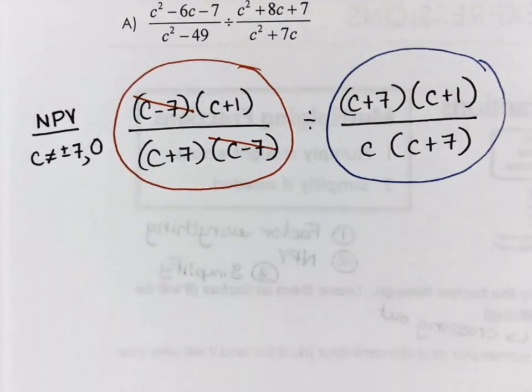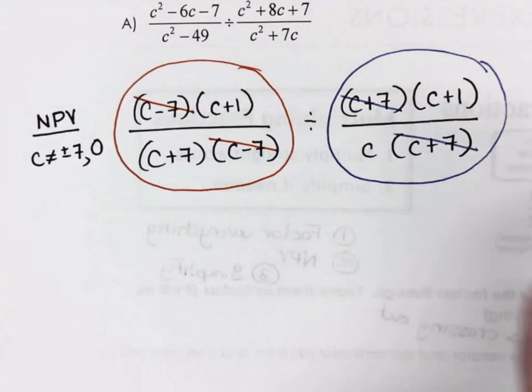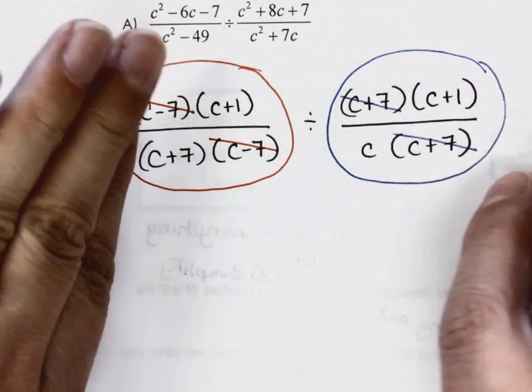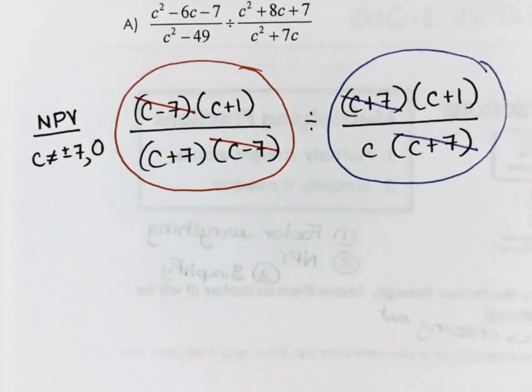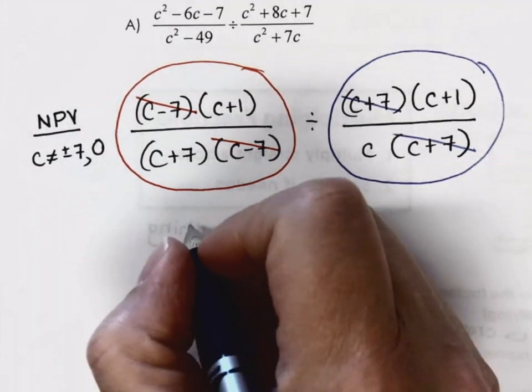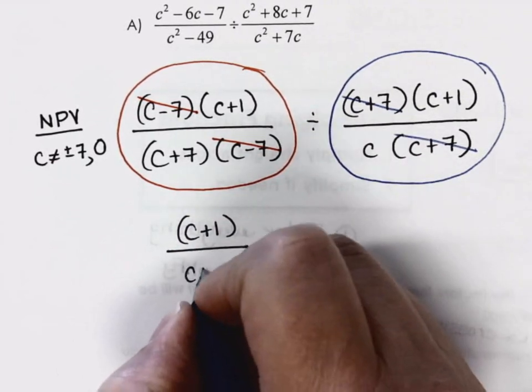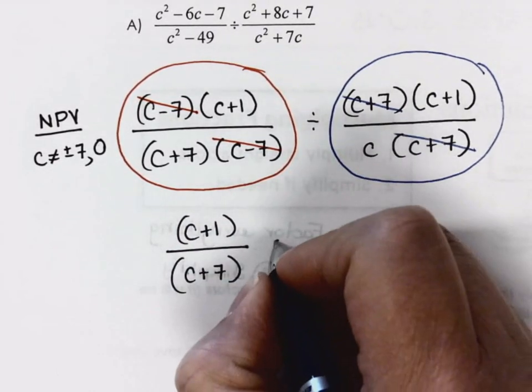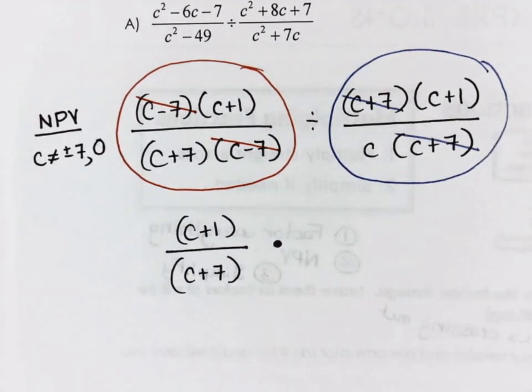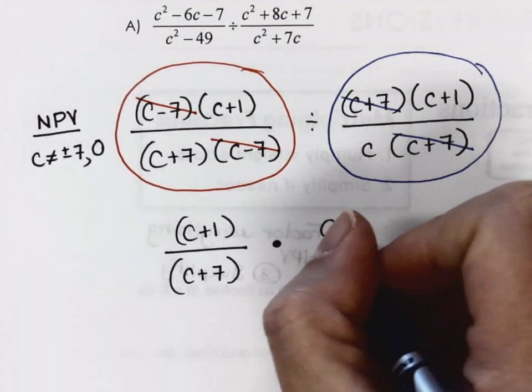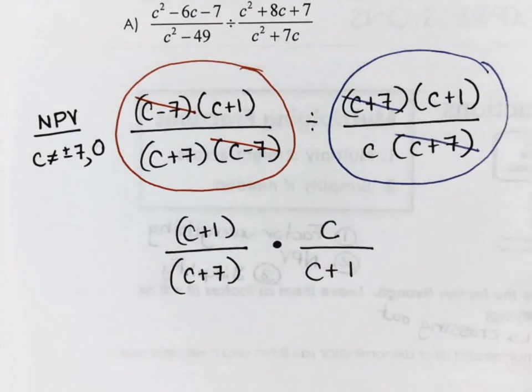Okay, in the blue/purple circle, is there anything I can cancel out? Okay, so please note that I'm keeping them separated by the division sign. I'm just separating within that set. Okay, so now I've got C plus 1 divided by C plus 7. We're changing to a multiply. What do we do to the second one? Flip it. So now it's C over C plus 1.